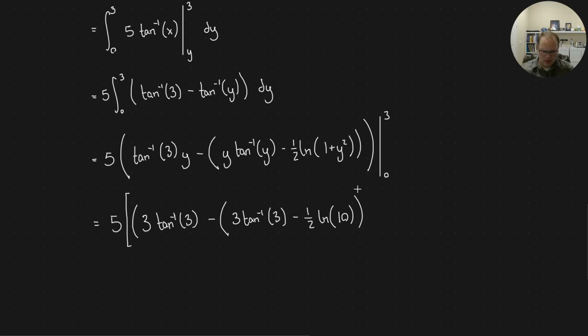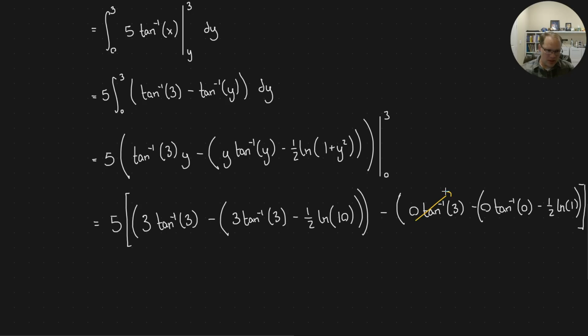Okay. Boom. And now subtract what I get when I plug in 0: 0 arctangent of 3, minus 0 arctangent of 0, minus 1/2 natural log of 1. Okay. 0 times arctangent of 3 is just 0. 0 times arctangent of 0 is just 0. And natural log of 1 is also 0. Value that's worth remembering: natural log of 1 is equal to 0.